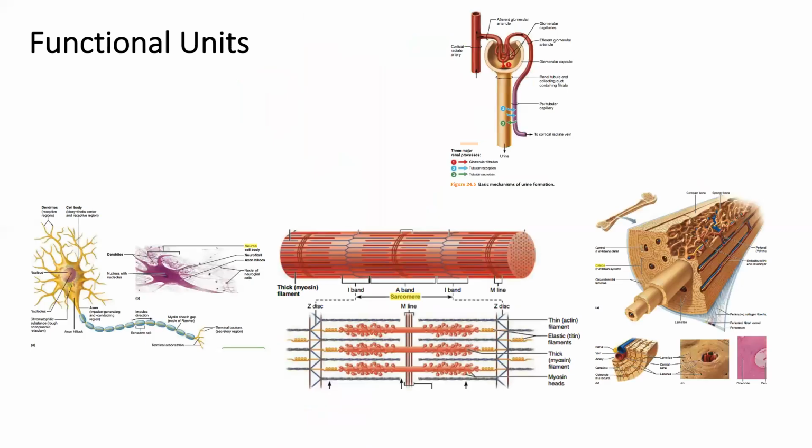So I want you to remember all these things. Neurons are the functional unit of the nervous system. And nephrons are the functional unit of the kidney. Sarcomeres are the functional unit, or structural unit, of the skeletal muscle, and osteons are the structural unit of the compact bone.